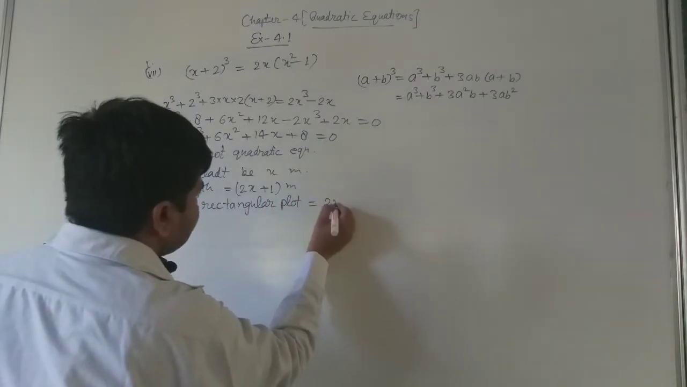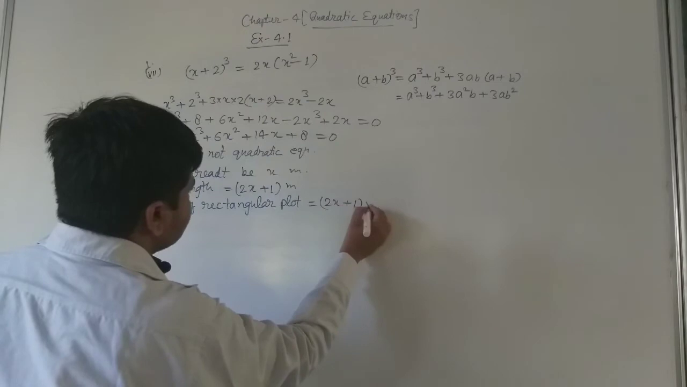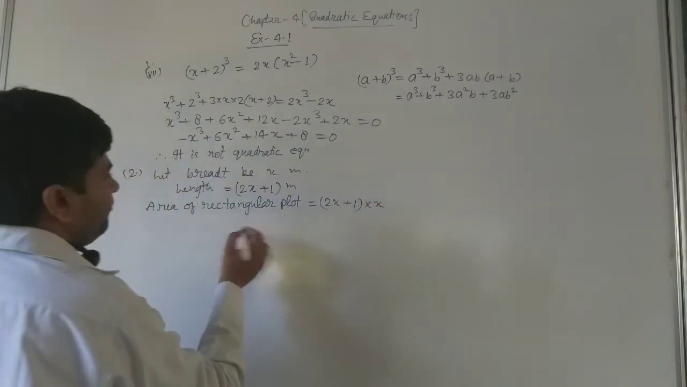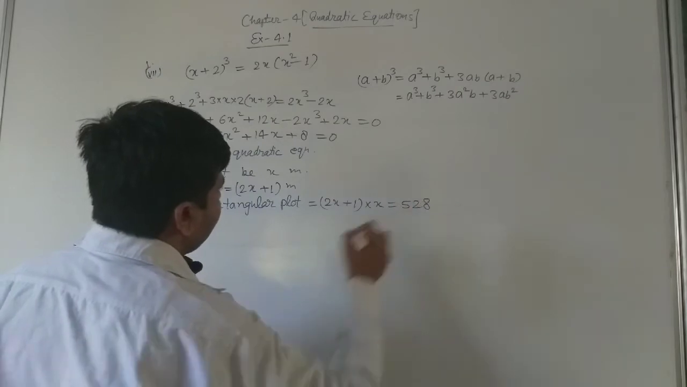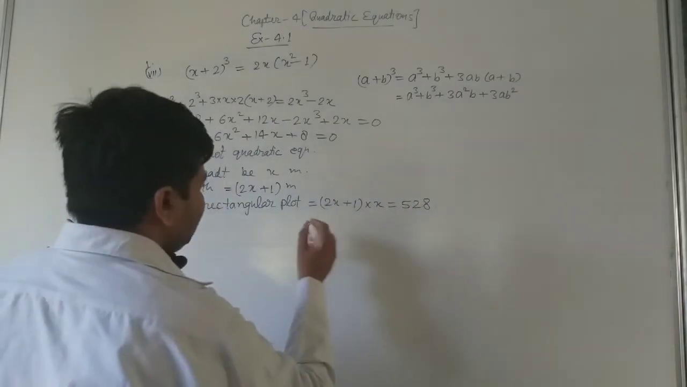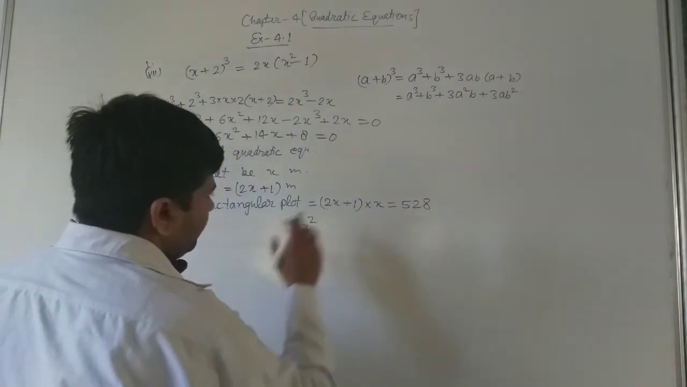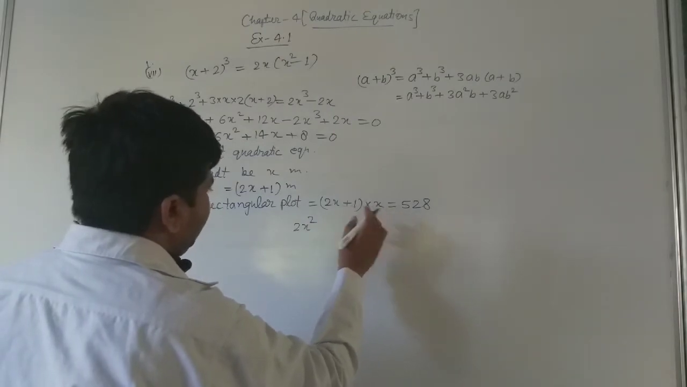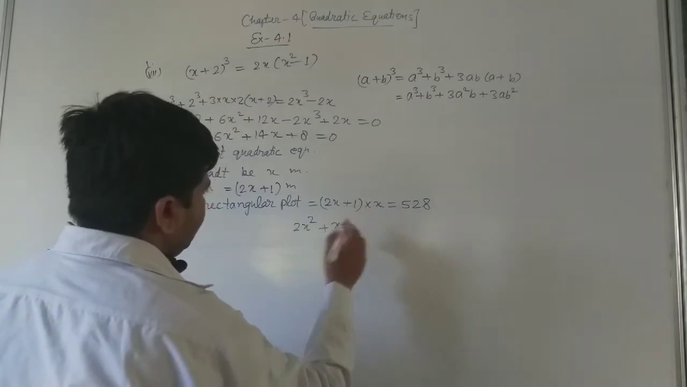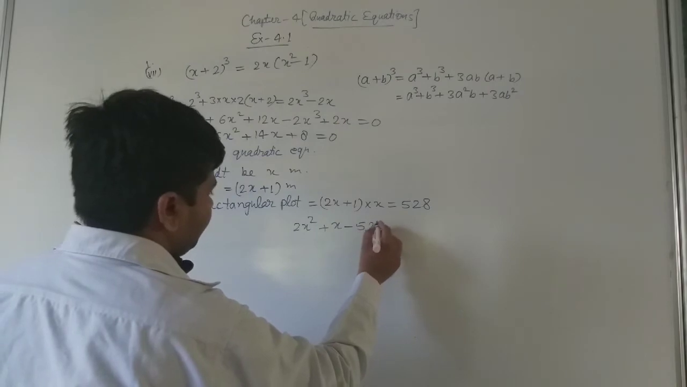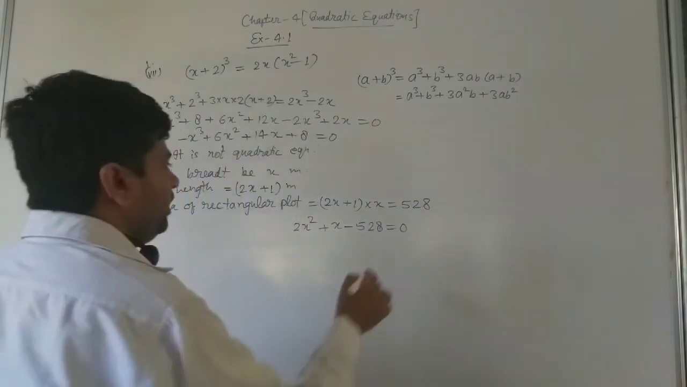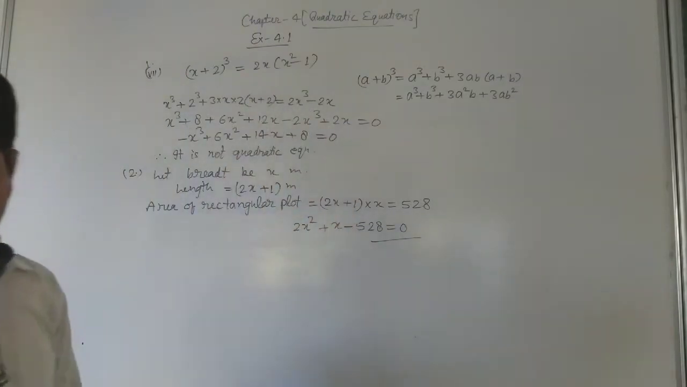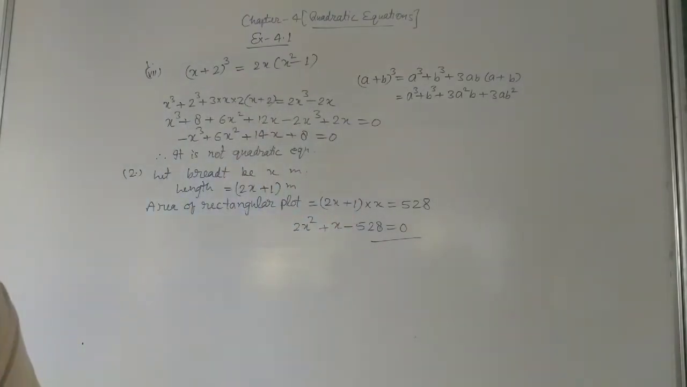L is 2x plus 1 and B is x, and it is given 528. So we can put it equal to 528. Now simplify: 2x into x will be 2x square, 2x into 1 plus x, and 528 transferred to the LHS will be negative, equals 0. This is the first part done. You only have to write it in standard form. After this, some more parts are there.